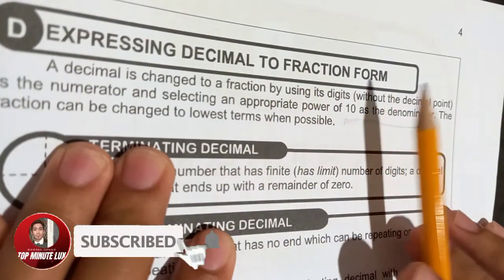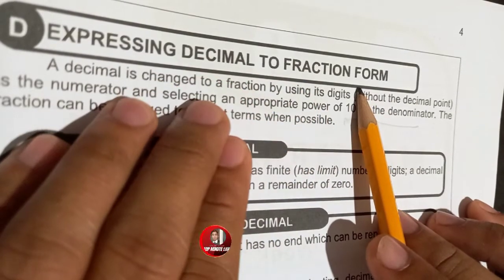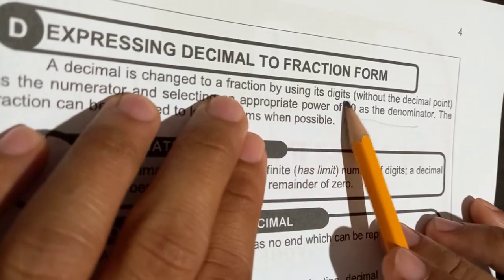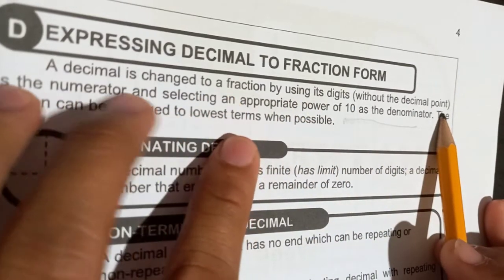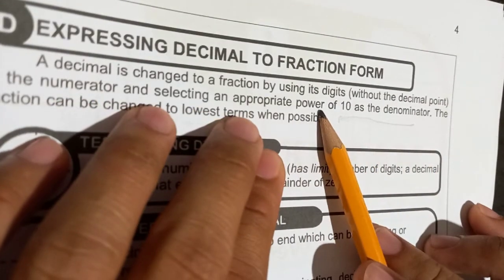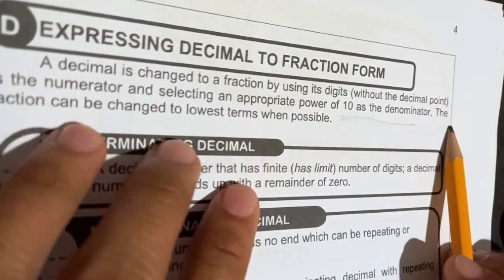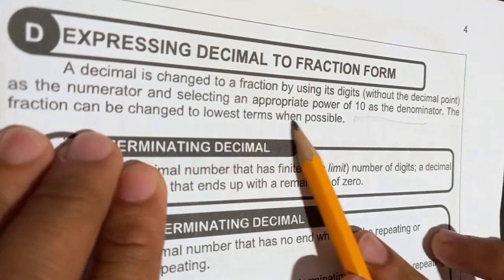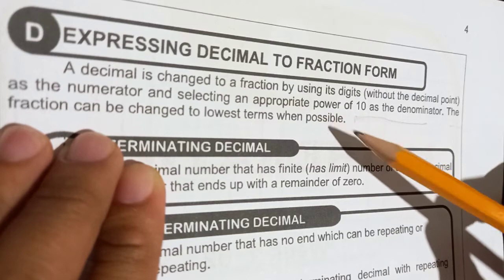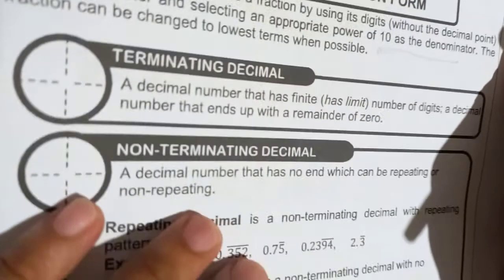Expressing decimal to fraction form. So we are to change from decimal to fraction form. In order to change it, a decimal is changed into a fraction by using its digits without the decimal point as the numerator, and selecting an appropriate power of 10 as the denominator. Also, the fraction can be changed into its lowest terms when possible. Later, it will be illustrated how this process is done in the examples.